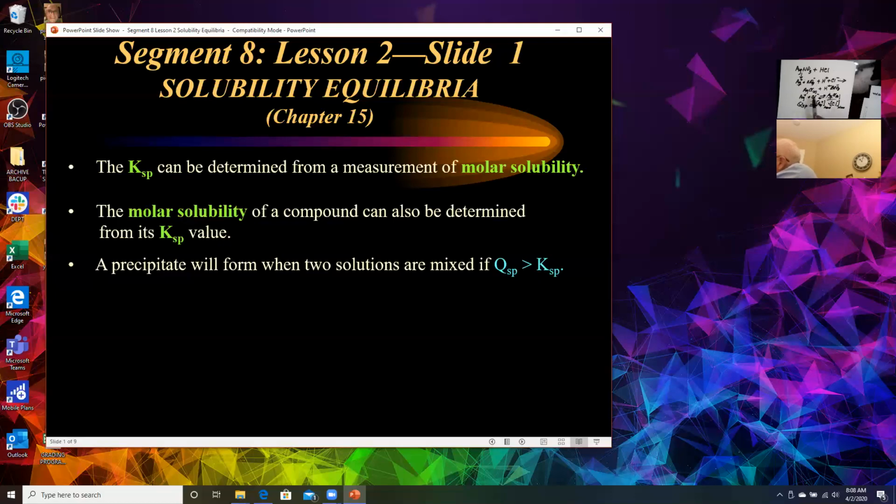So if you continue to increase the concentrations, you will reach a point where QSP becomes the same value as KSP. From then on, if QSP is greater than KSP, you get a precipitate. And you can have silver ion and chloride ion both in the solution at the same time. You will not get a precipitate until the product of these two concentrations is equal to KSP, and then it would have to go just a little above that to actually see a precipitate form in the solution.